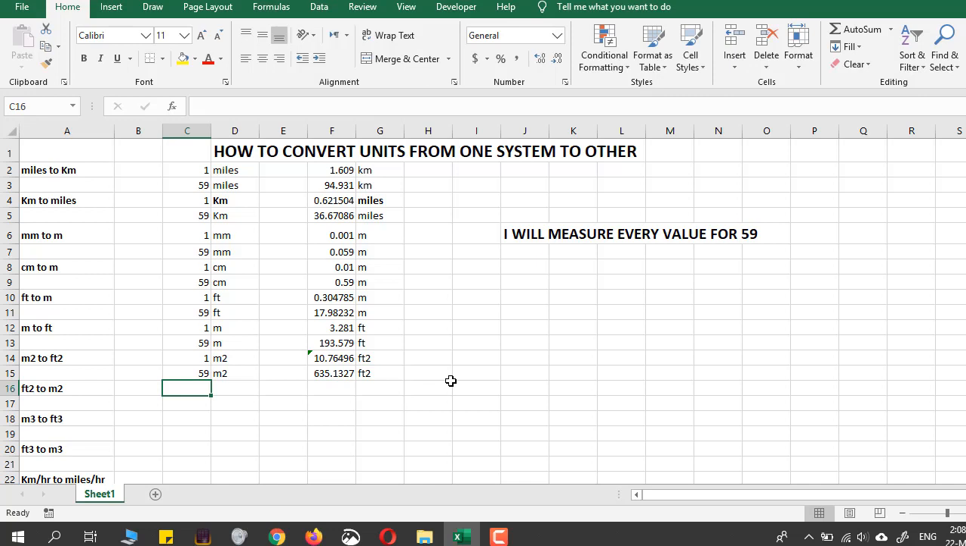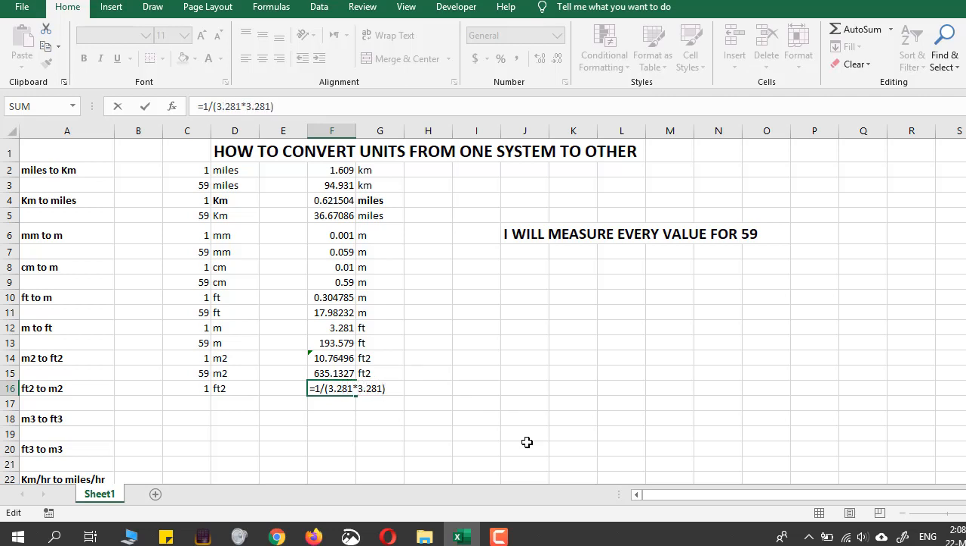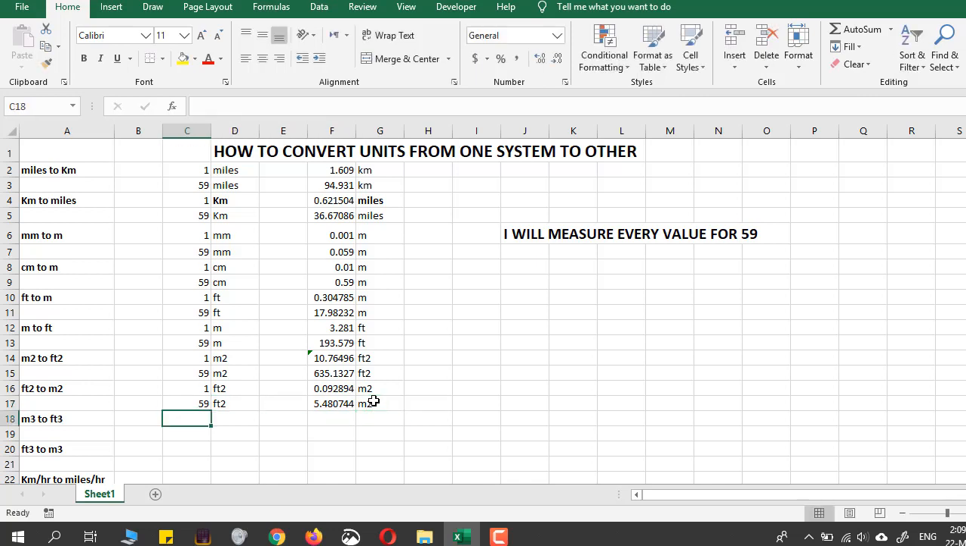So in square feet to square meter, I will just write square feet and square meter here. Starting here, now I know that in 1 meter there are 3.281 feet, so I will just divide it then. Okay, 1 divided by, I will put it in a bracket because the bracket will help me put these values easily, 3.281 into 3.281, or you can just use 3.281 squared. Everything will work here. So in 1 square foot there are 0.09 square meters. So 59 square feet will give you 59 multiplied by this value. This gives you 5.48.